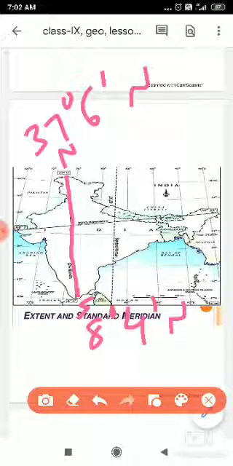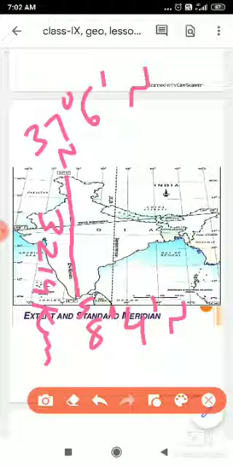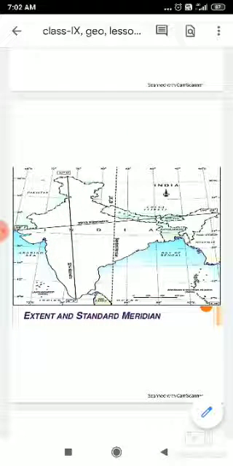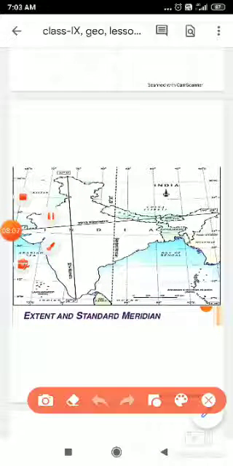But in kilometer it is 3214 kilometer. If you go in kilometer, then you will find that it is 3214 kilometer. I hope you have understood this. The next point is the longitudinal extent. You can see here the longitudinal extent is this.